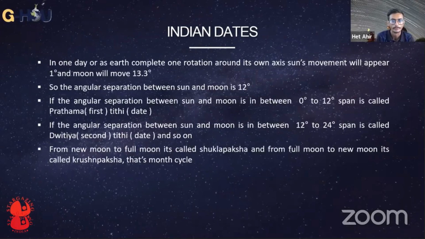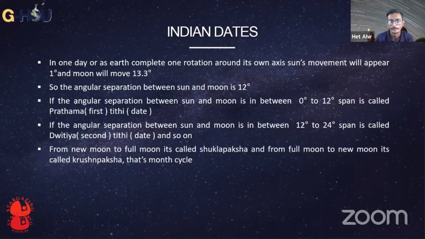Indian dates. So what is the difference between the other general dates and Indian dates? We all know that in one day, as Earth completes one rotation around its own axis, the Sun's movement will appear as 1 degree and the Moon will move 13.3 degrees. So the angular separation between the Sun and Moon will be 12 degrees.